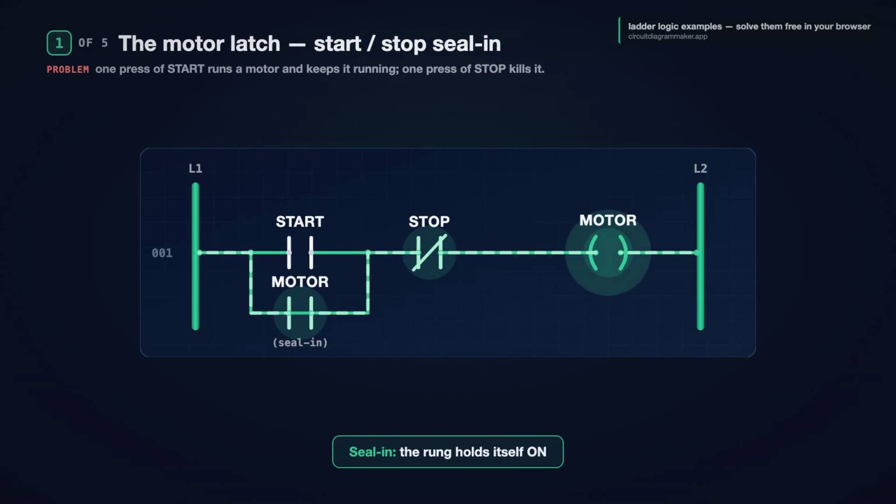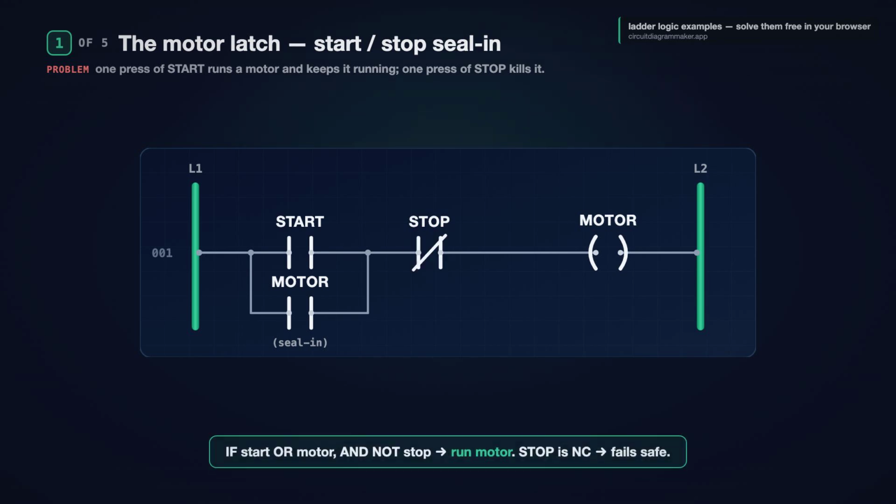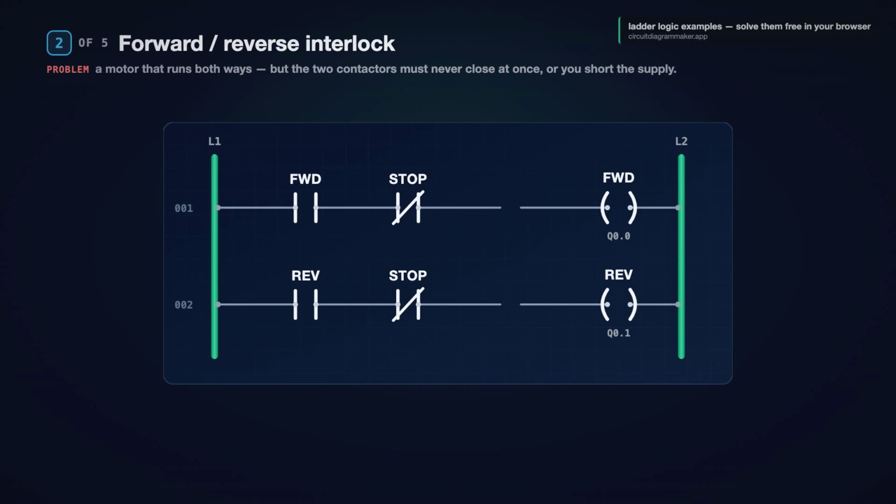Read it as a sentence. If start, or the motor is already running, and not stop, then run the motor. And notice stop is normally closed on purpose. If that wire ever breaks, the rung loses power and the motor fails safe. That single choice is why real machines use it. 1 rung, 3 elements, and a feedback branch. That is the most common rung in the world. You will find this exact rung behind almost every motor, pump, and conveyor on a plant floor. Learn it once, and you start to recognize it everywhere.